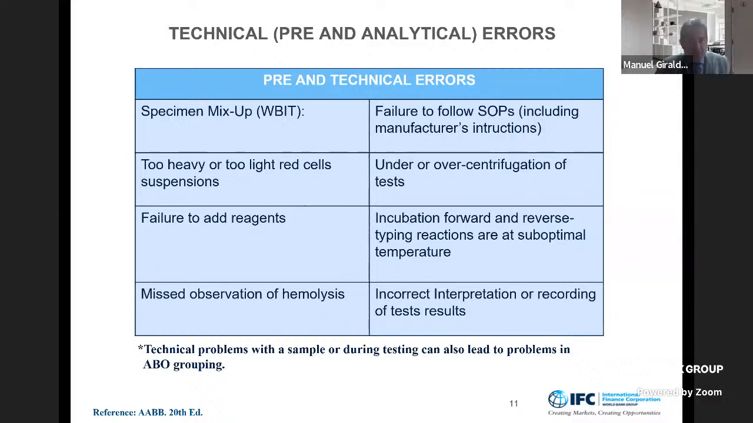But then you have a few technical errors that are very technical, so I'm just going to leave it on the slide. Those happen while you're doing the testing in the lab, not before, not after, in the lab. So just keep that in mind for those who work in transfusion medicine.